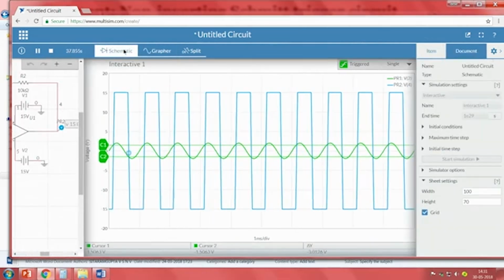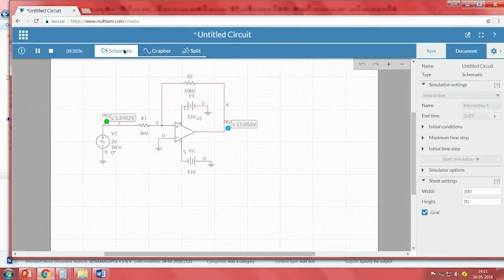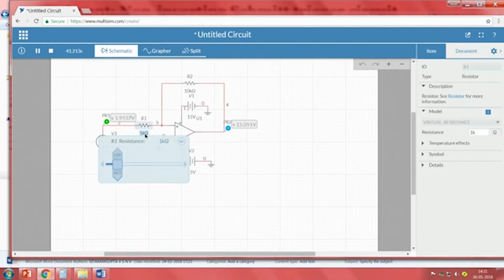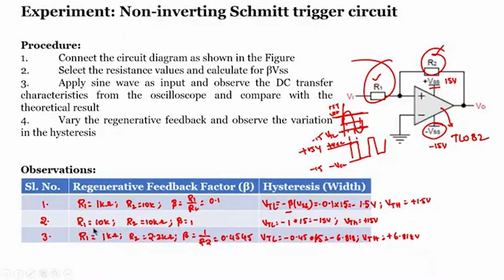Now, we will go to the schematic, we will change our resistance values and observe whether the expected output is the same for the second case also. In the second case, both resistances should be 10K, isn't it? That is the case that we have considered. Looking at the slide, R1 is 10K, R2 is also 10K, so the beta value is 1. Now, the threshold is minus 15 and plus 15.